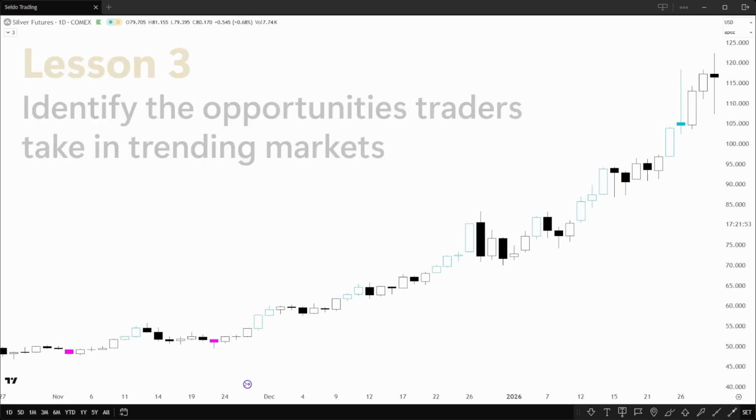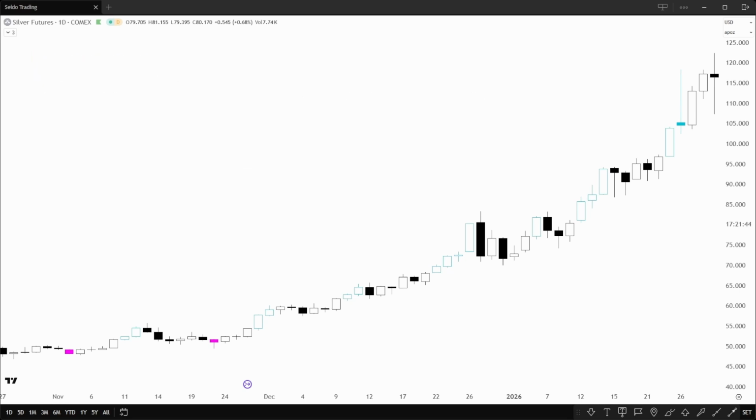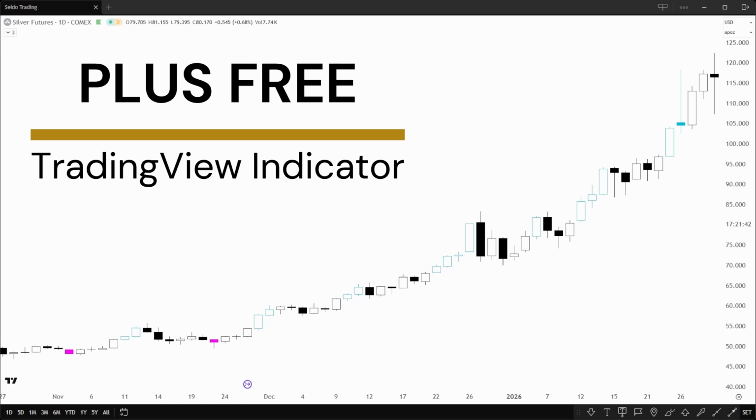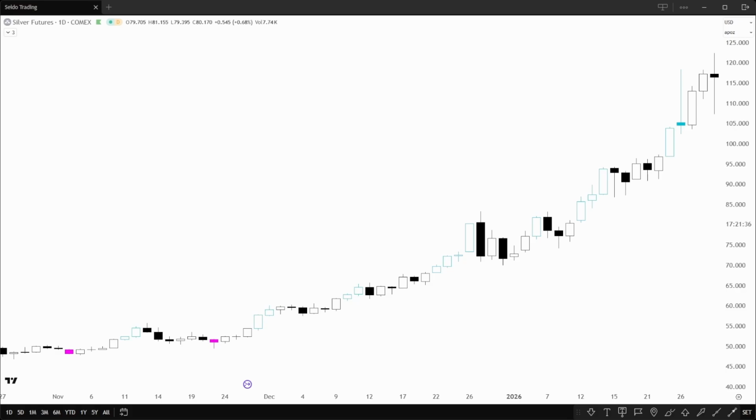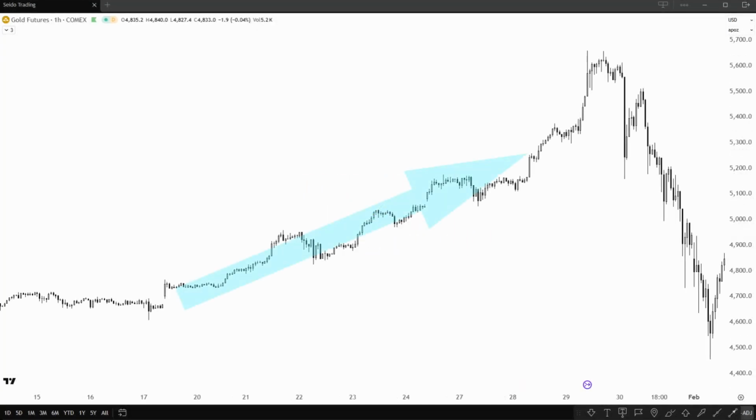So by the end of the lesson, you'll be able to look at any chart and identify opportunities to trade trending markets. Plus, we're giving you access to a complimentary TradingView indicator to enhance your contextual awareness during a trade. So stay tuned. A trend is any series of higher or lower prices over time.